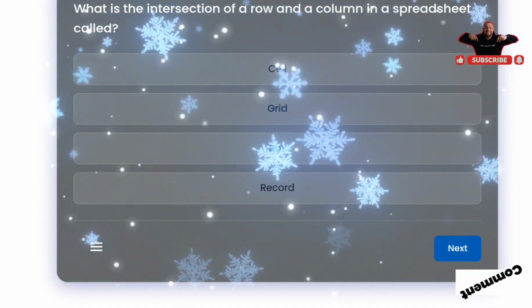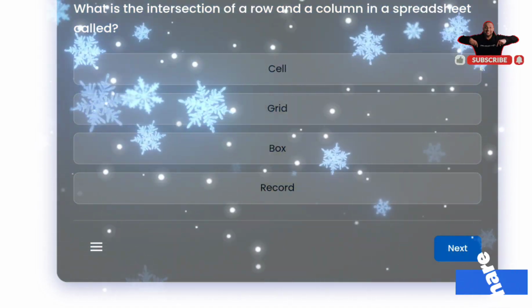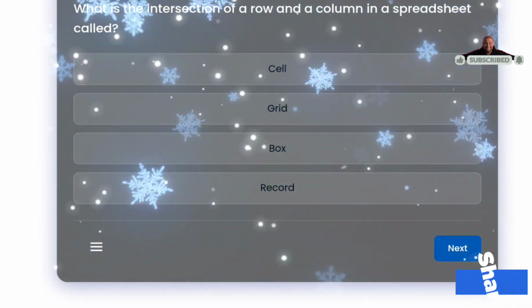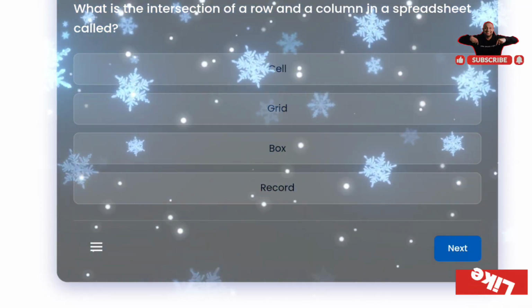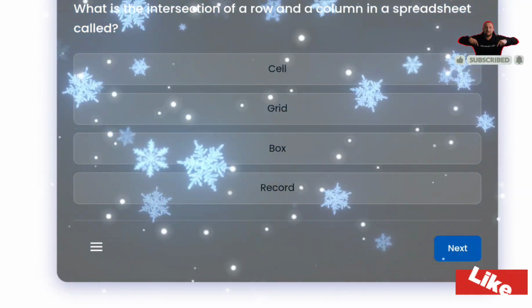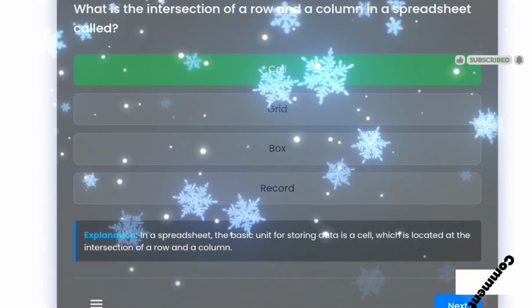What is the intersection of a row and a column in a spreadsheet called? Okay. वो सेल कहा जाता है. क्या कहते हैं? सेल.